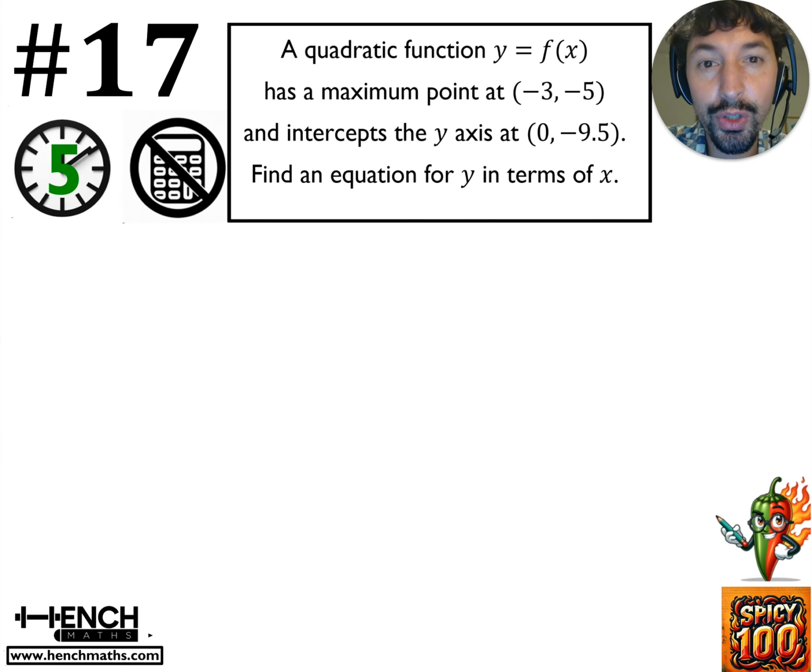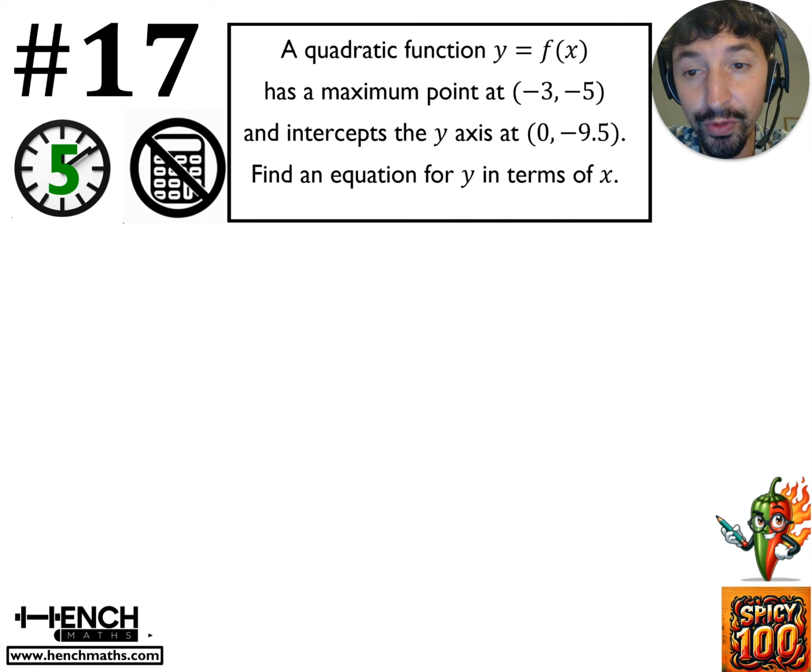So we're trying to find a quadratic function, so y equals f of x. We're trying to find y in terms of x, and they've given us these two coordinates, (-3, -5), which represents a maximum point, and intercepts the y-axis, so the y-intercept is at (0, -9.5). Find the equation for y in terms of x.